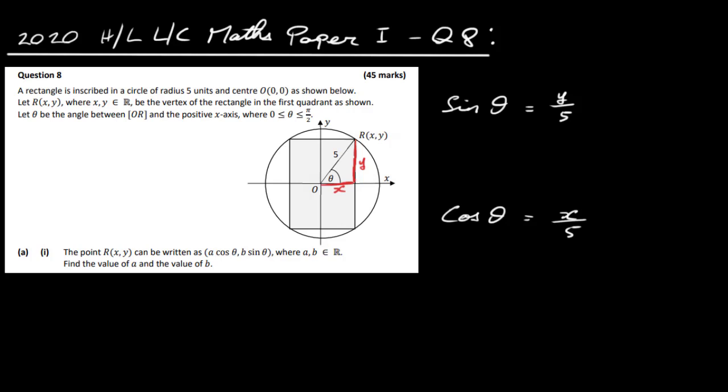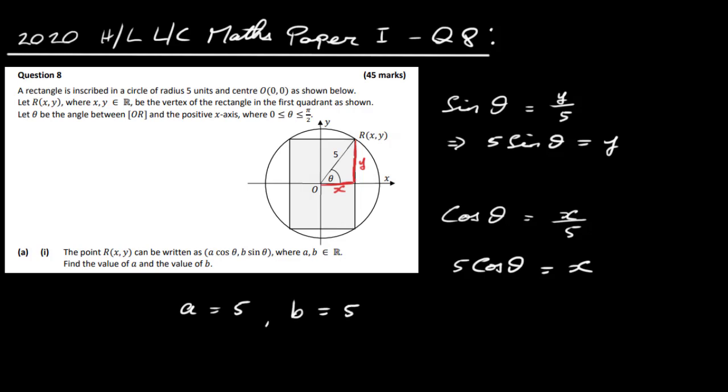Now if the sine of theta is y over 5, that gives us 5 sine theta is equal to y, and similarly if cos of theta is x over 5, then 5 cos theta is x. So we've written x and y in the form a cos theta, b sin theta, and that gives us our answers. So a is 5 and b is 5. Okay, so that's it for part A1.